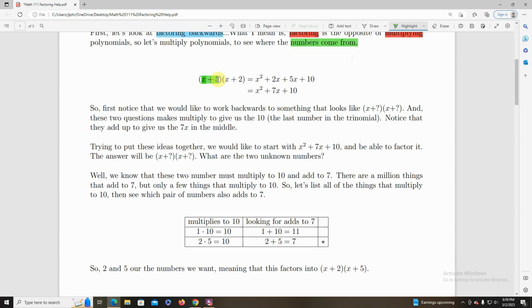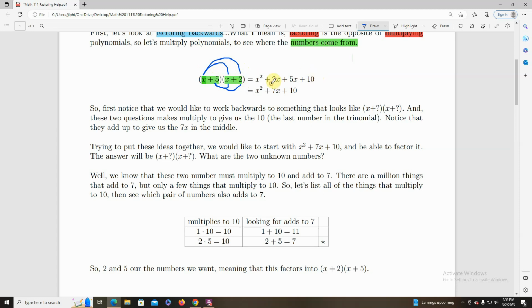Okay, so if I'm multiplying x plus 5 times x plus 2, remember how we do this: we typically would take the first term x and distribute it to everything in the second polynomial. So x times x is x squared, and x distributed to the other number 2 is 2x. So now the x has been distributed. Let's distribute this plus 5. 5 times x is 5x, and 5 times 2 is 10.